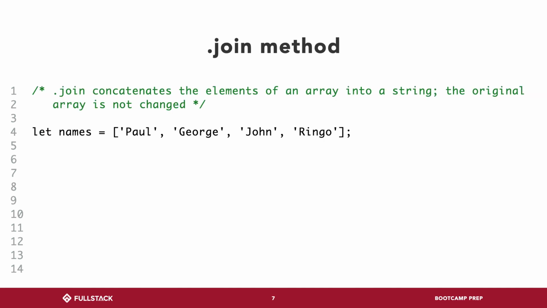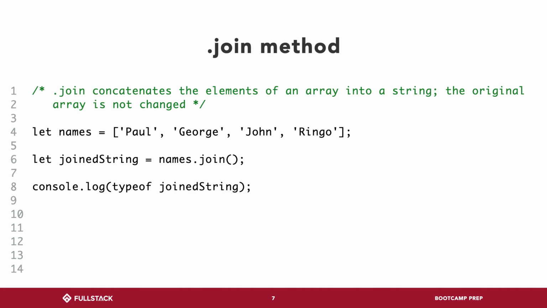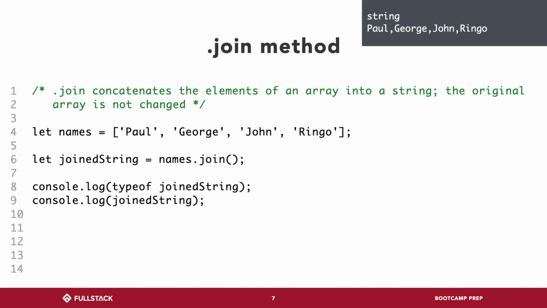Join. Okay, so join concatenates the elements of an array into a string. The original array is not changed. Okay? So if we have let names be Paul, George, John, Ringo, and let join string equal names.join, and we console log typeof join string and console log join string, you get string, and then you get a string with a comma in between everything that was in the array, which is usually something that you wouldn't want, right? Because why would you want that?